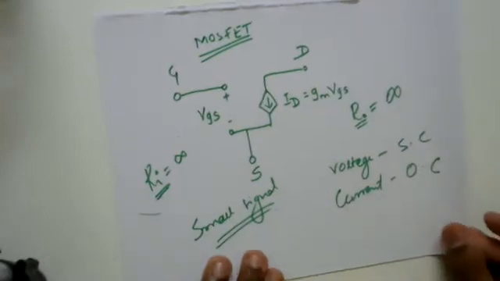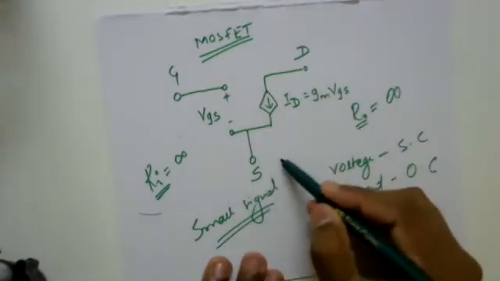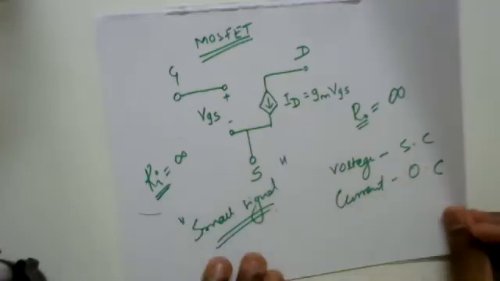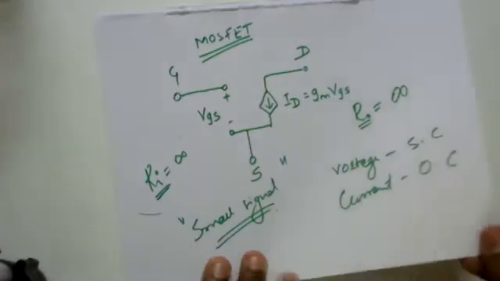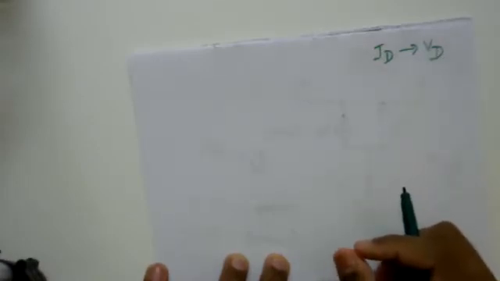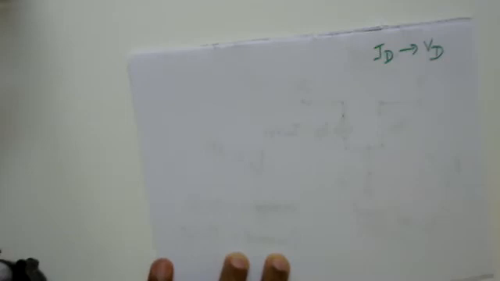Okay, now a slight modification when it comes to small signal analysis. As I know, the drain current in saturation is dependent on the drain voltage. I simply mean to say the drain current ID is dependent on the drain voltage VD.